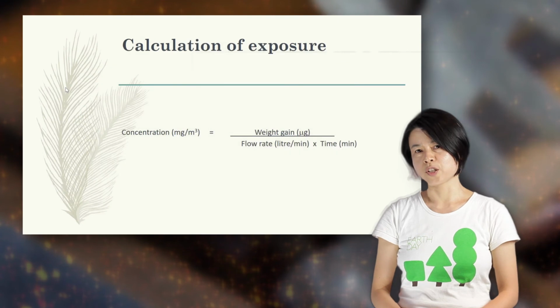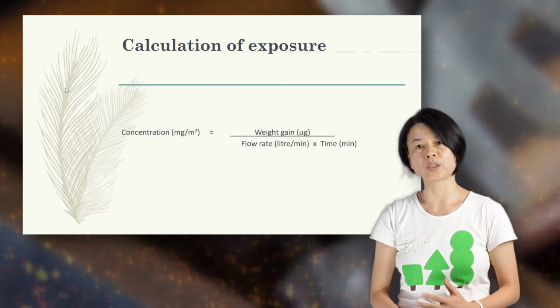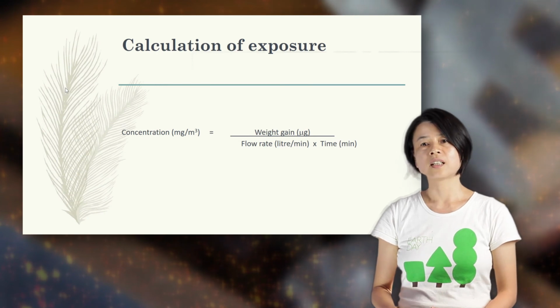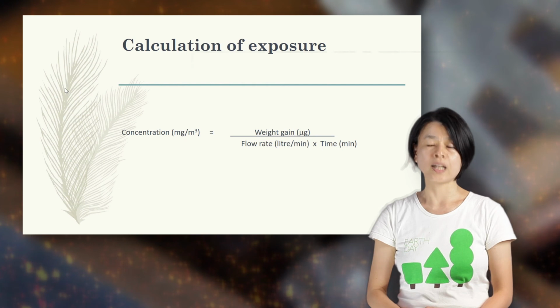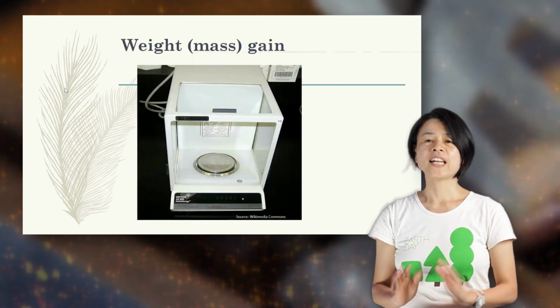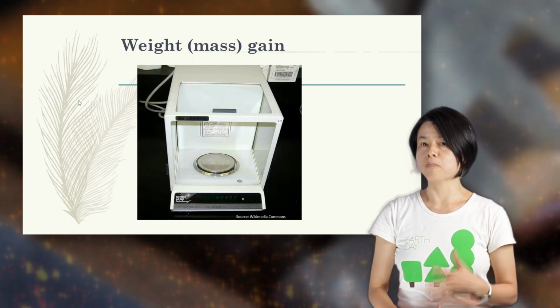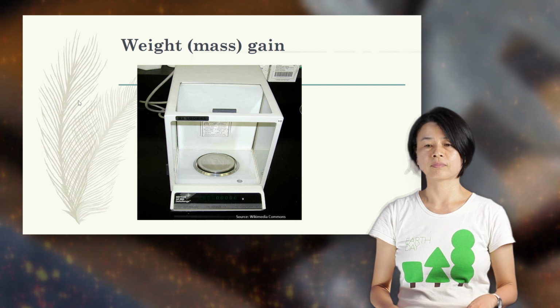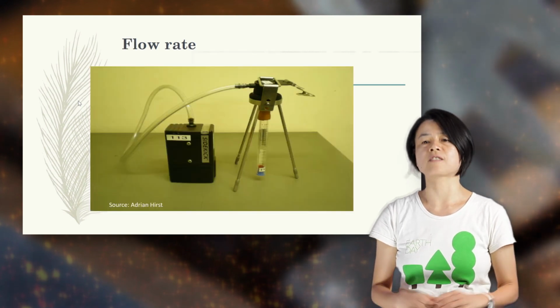Here is an equation, and this equation calculates the concentration of exposure to pollutant particles. The concentration is equal to the weight gain of the collected sample divided by flow rate and time. Okay, here is a device. It's called a balance, and it can measure mass. And here's another device. It can measure the flow rate.